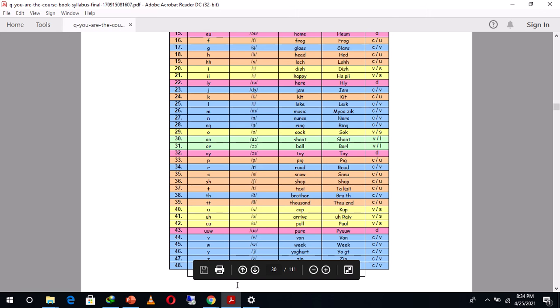So at the end there is a word pu, like pure, cure, pure, eu, and that is a deep tongue. Pure, cure.